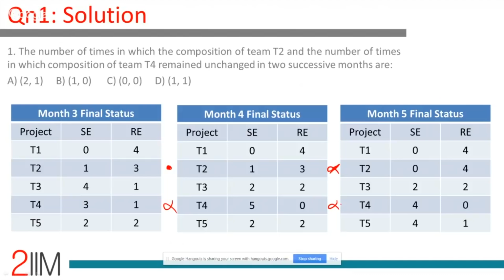T2 has remained unchanged once. T4 has remained unchanged 0 times. It's changed every month. So 1, 0, done. Methodical solving, nothing more than that.